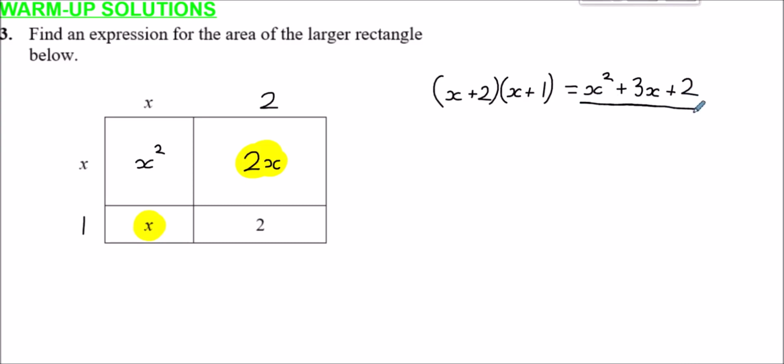So going back to the ideas of expanding brackets, you should know if you expand these brackets you would get this answer. This here is a geometric way of picturing that expression here. So that's the result algebraically. This is how you could imagine it pictorially.